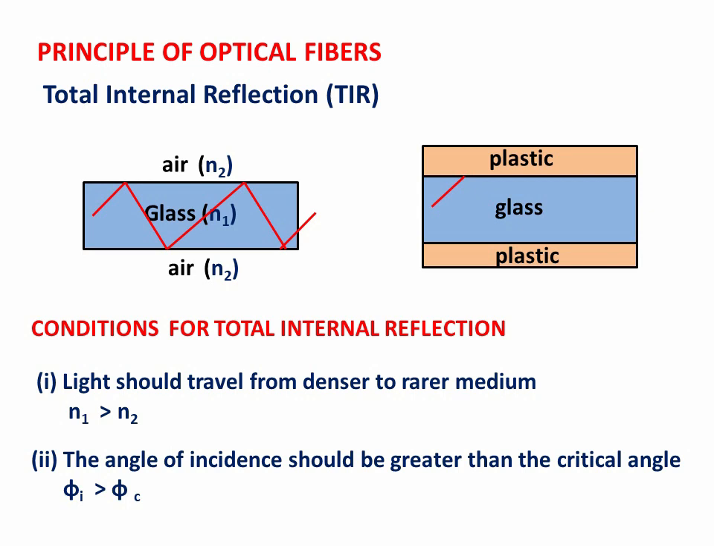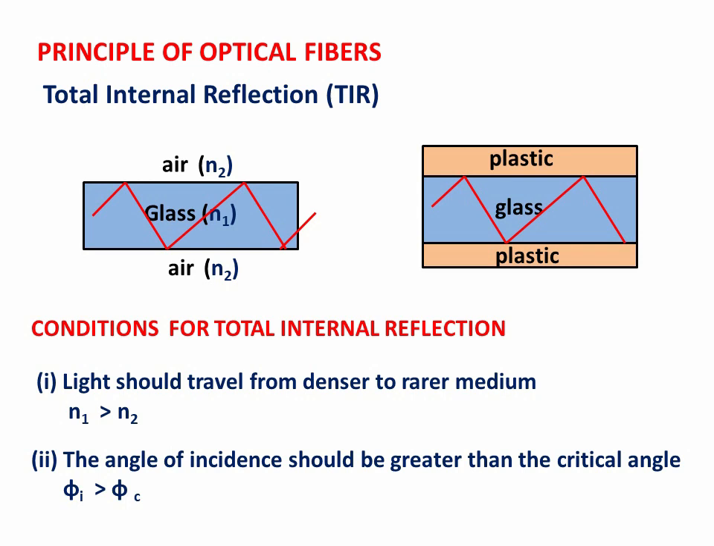In the right hand side diagram, instead of air, I have chosen plastic, which is rarer medium. So when the light enters from glass medium to plastic, it reflects. This phenomenon is called total internal reflection. So the reflection of the light ray is made to fall internally inside that medium.